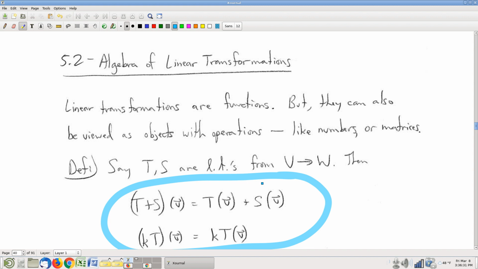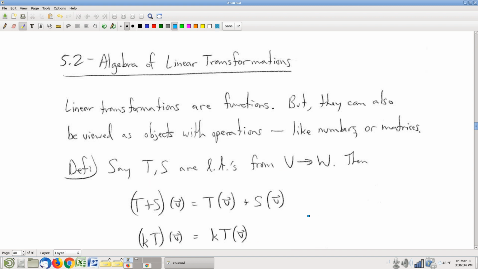I will point out one thing just to be clear. These operations, well, let's talk about that one, for example. This operation of addition, that is the addition operation inside of W. After all, T of B, S of B, those are outputs from T. Those are elements of the target. And so what does it mean to add two elements from a vector space W? Well, it means whatever add means in W. So this is an existing vector space operation.